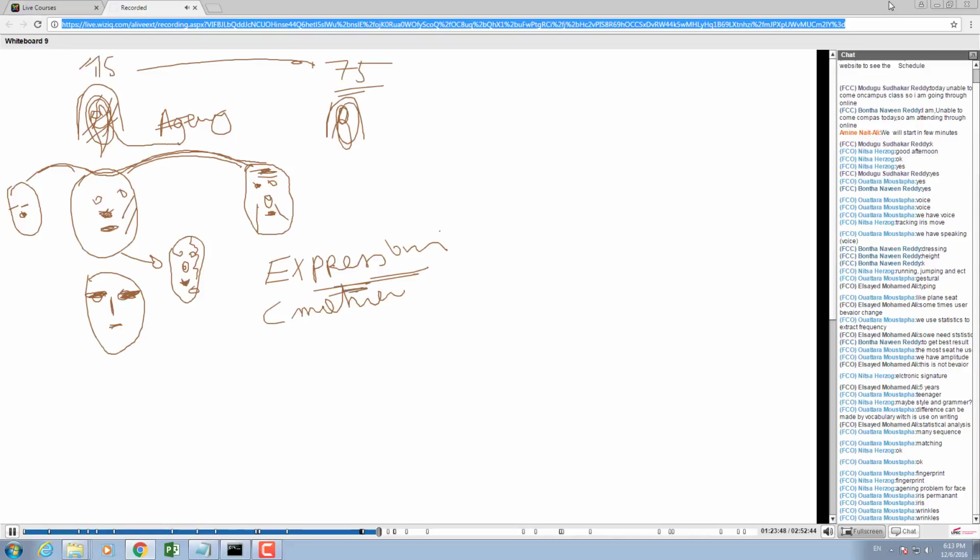Expressions. Actually, he was saying if someone is smiling or something. Yes. And emotion. So the same face, the same person, the same face, but if the expression is changing, the information may change.